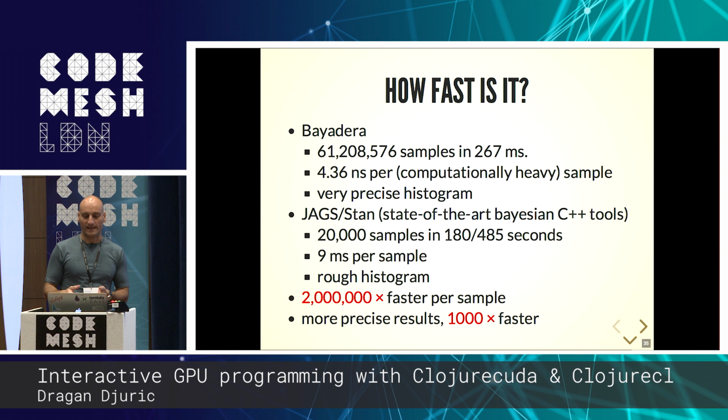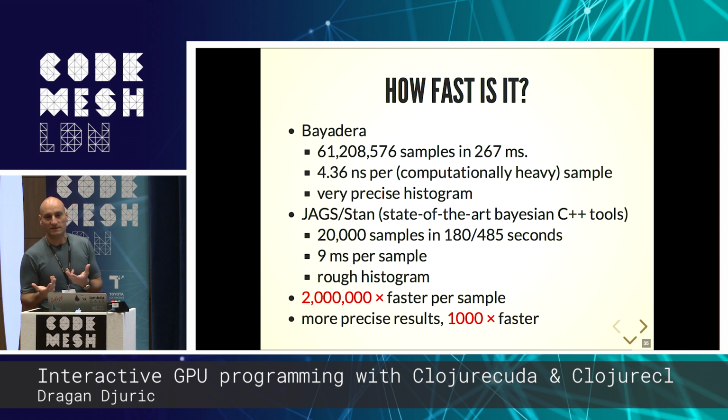But with JAGS or Stan, which are state-of-the-art C++ tools, for 20,000 samples, they took a couple of hundreds of seconds, and the answer is a rough histogram because there are not so many samples there. So if we compared apples to oranges, I could say that Bayadera was a couple of million times faster. But of course, it's not really fair because they are using a more complex MCMC variant. So you could say that Bayadera's samples are a bit more naive. But on the other hand, I can take many more samples to alleviate that problem.